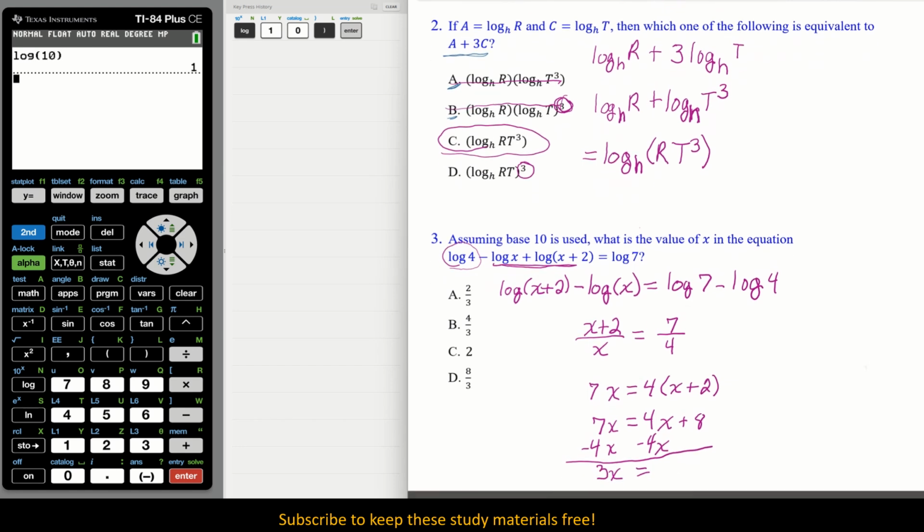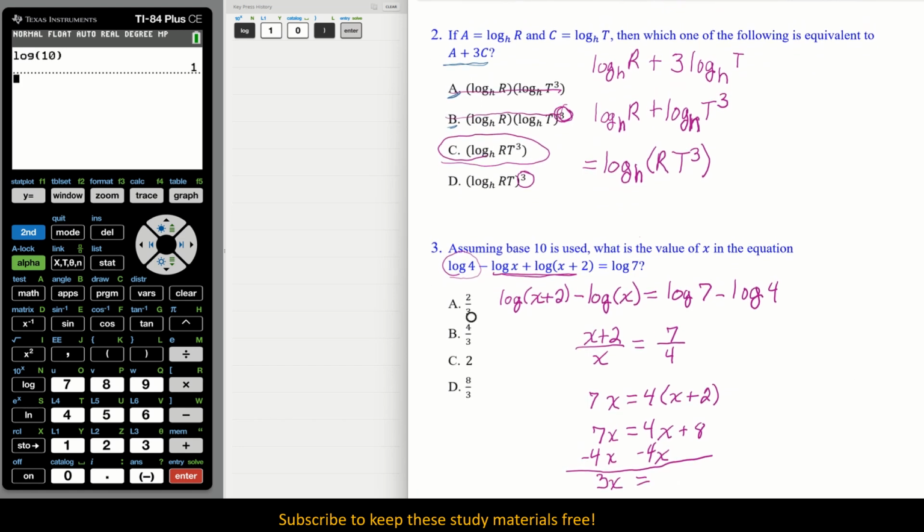That just may not work at all. Okay. And 8. And as you can see, that gives us x equals 8 over 3, which equals 8 over 3. Okay, and D is the correct option. So I worked it out all longhand.